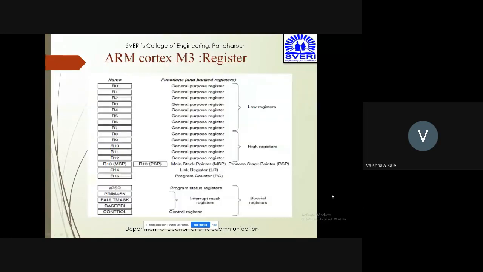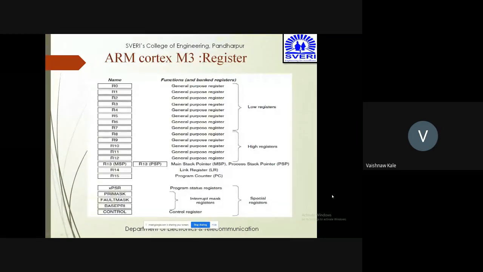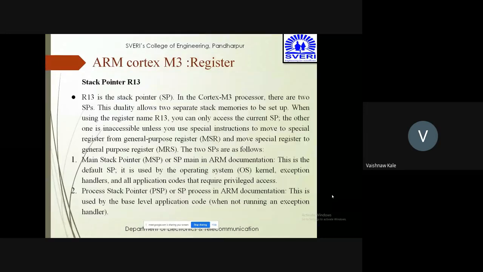So R13 is the stack pointer. There are normally two stack pointers. This duality allows two separate stack memories. So दो कौन से हैं R13 में, एक है main stack pointer और दूसरा है process stack pointer. When using the register name R13, you can access only the current stack pointer. The other one is inaccessible unless you use a special instruction to move to a special register from a general purpose register.